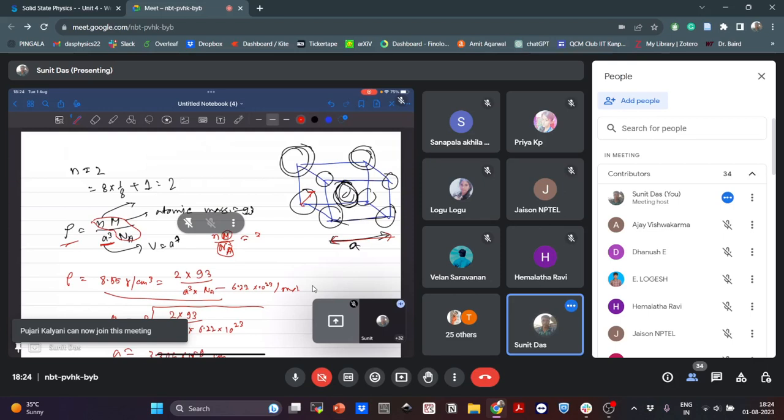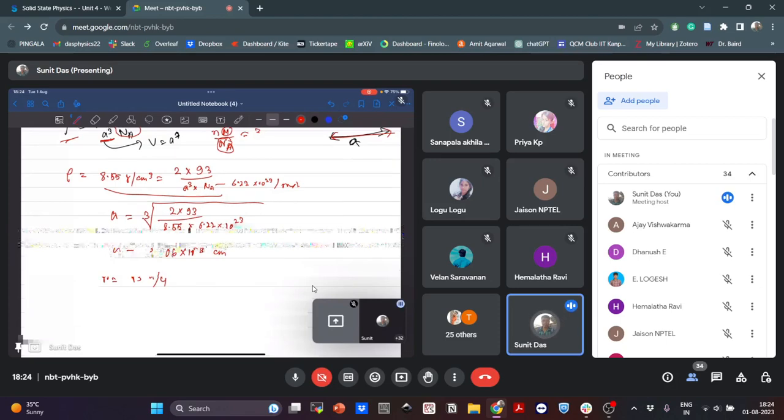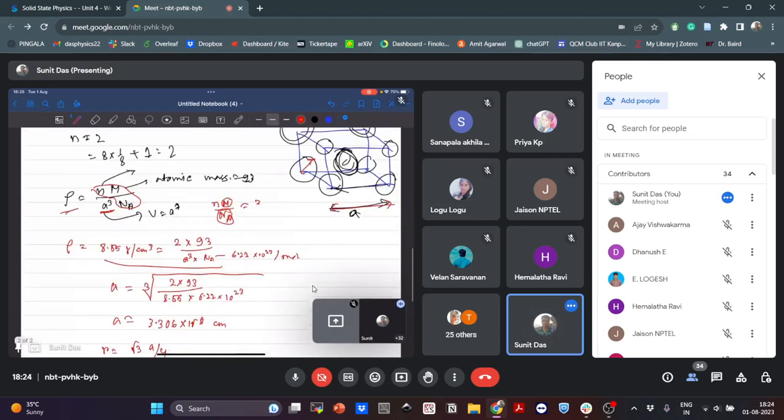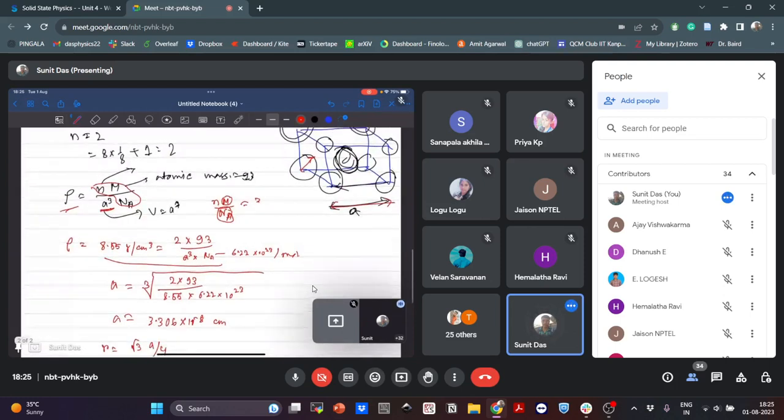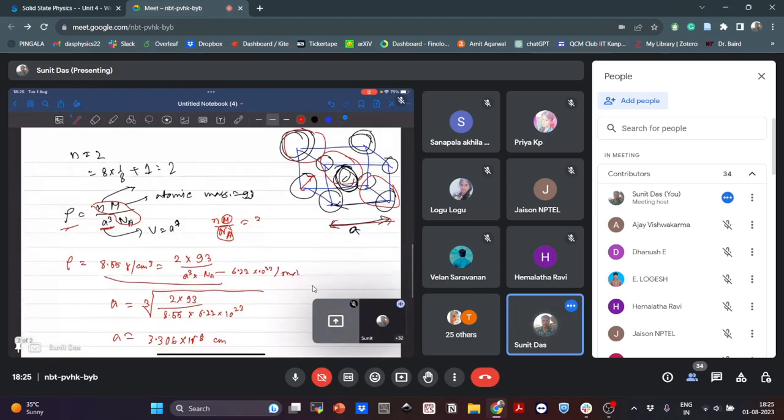The relation between atomic radius and the unit cell dimension is, if r is the atomic radius, then it is root 3 a by 4. How can we get it? Although the picture gives a kind of wrong impression, what really happens is that the corner atom, the body centered atom and then another corner atom basically touch each other. So from there you can find it.